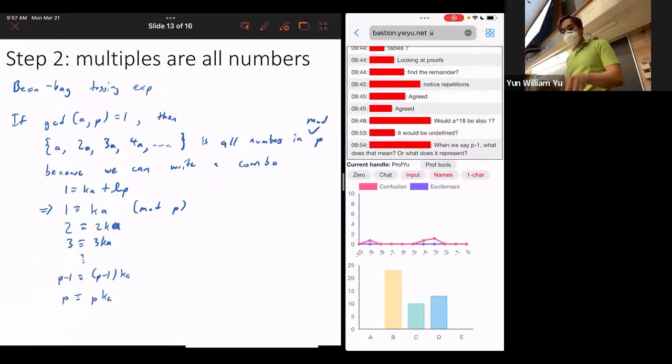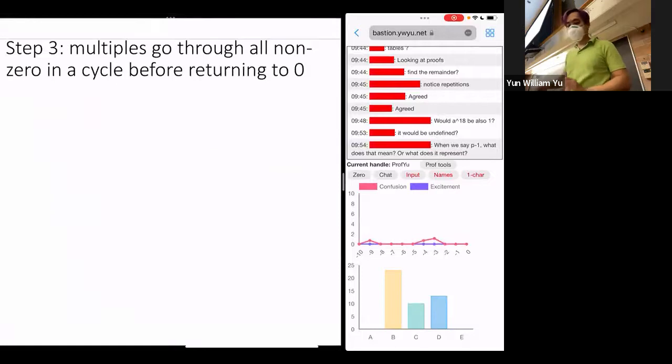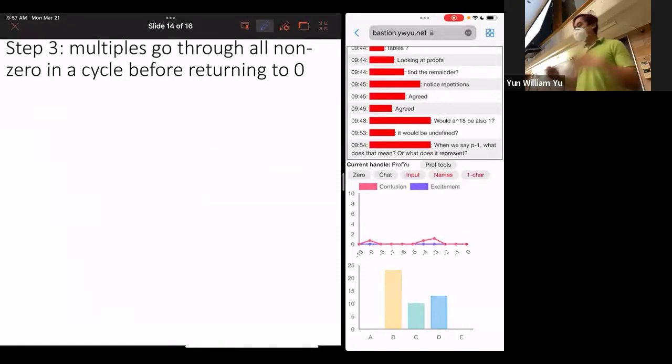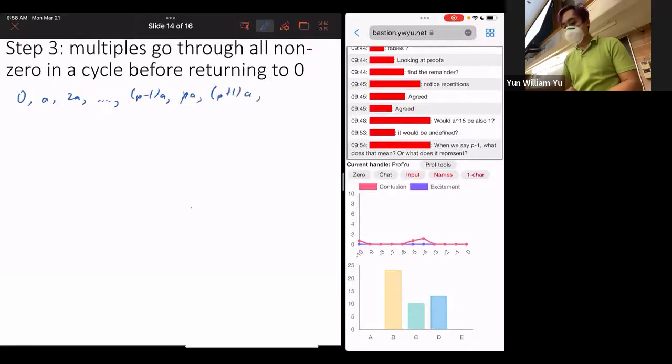Okay, and we're almost there, and I'm almost out of time. So let's see if I can finish this off. So now the next question is what is the sort of pattern you get? And one of the things you might have noticed when you were doing the beanbag tossing is if they got to everyone, then they got to everyone before you repeat it. So the mathematical way of writing this is multiples go through all the non-zeros in a cycle before returning to 1. And so you know this, 0A, 2A, all the way to (P minus 1)A, PA, and you can keep on going, which would give you (P plus 1)A, and so on.